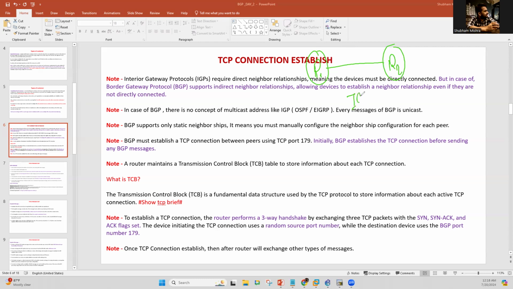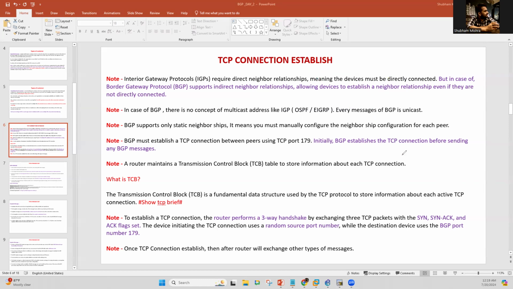Let's suppose here I am running any IGP protocol like OSPF or EIGRP. Let's suppose here I configure 12.1 and here I configure 12.2. Both routers will become neighbors only and only when both devices are directly connected with each other. In case of IGP protocol, two routers only become neighbors when both routers are directly connected. If both routers are indirectly connected, they never become neighbors in case of IGP protocol like EIGRP or OSPF.